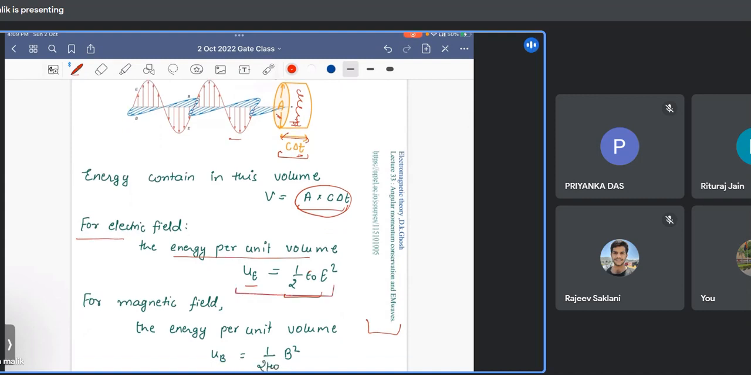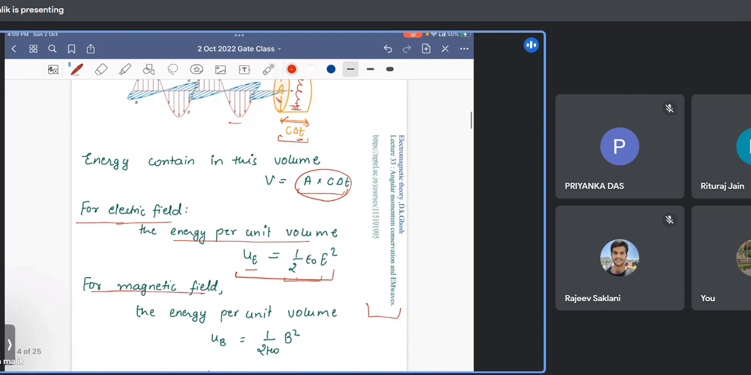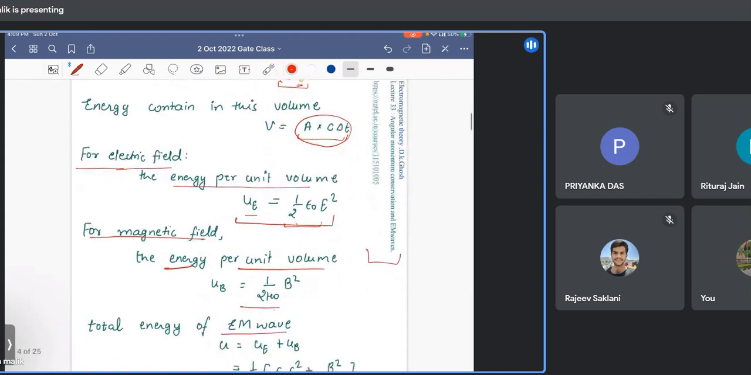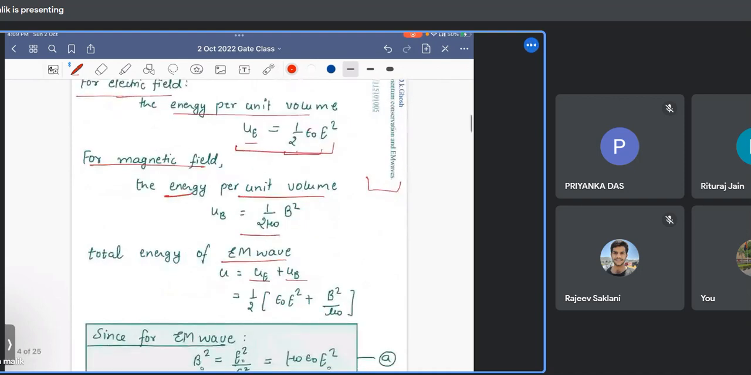Others, we will continue from here. The energy per unit volume for the electric field is given by 1/2 epsilon naught E square. Similarly, for the magnetic field, the energy per unit volume is given by B square by 2 mu naught. So the total energy of the electromagnetic wave is the energy of the electric field plus the energy of the magnetic field, which equals 1/2 epsilon naught E square plus B square by mu naught.